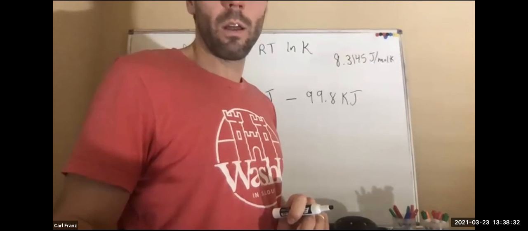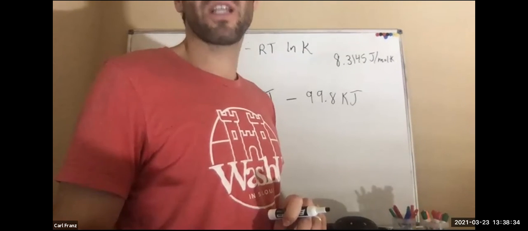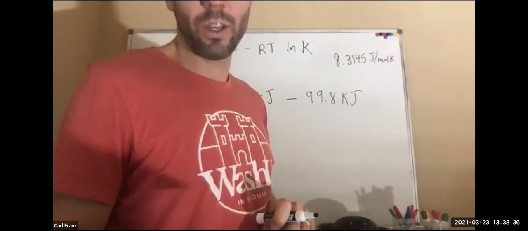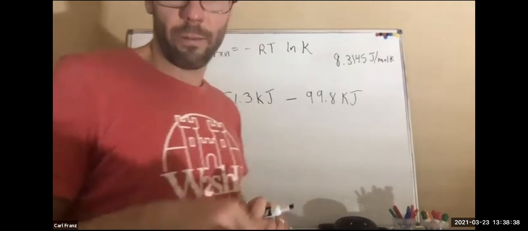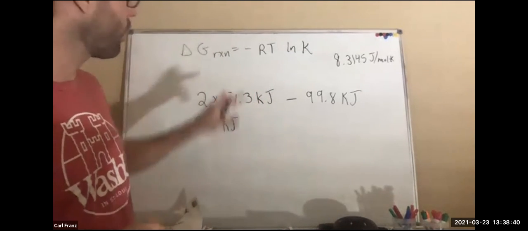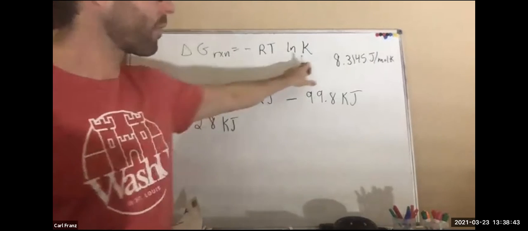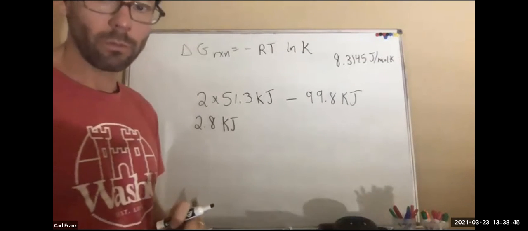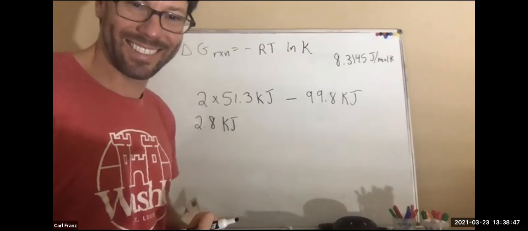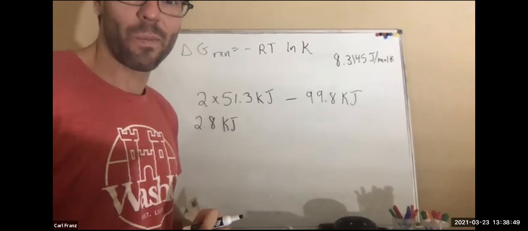Now, just to clarify, are we trying to solve for the K? Is that right? Let me just see here. Use free energies to calculate the equilibrium constant. So yes, we're solving for K. We should have everything we need now in this reaction except for K. Okay.